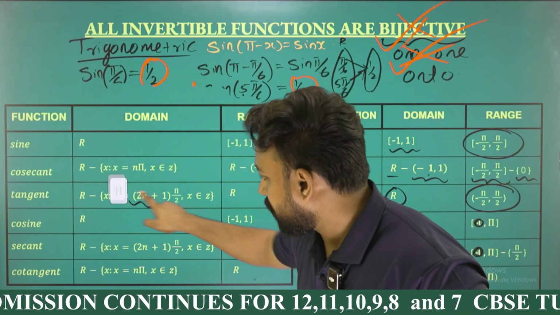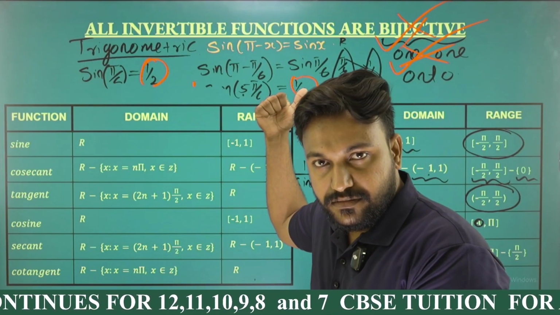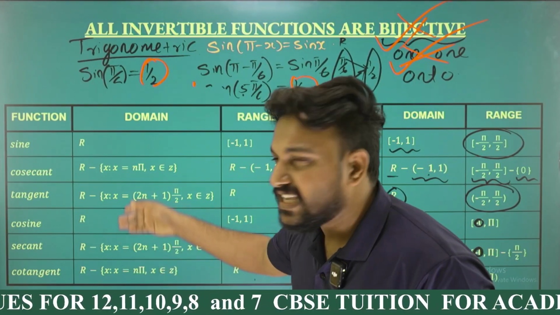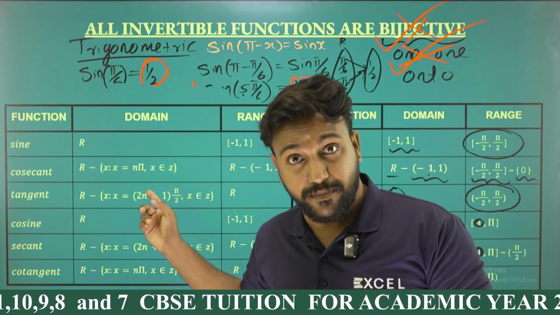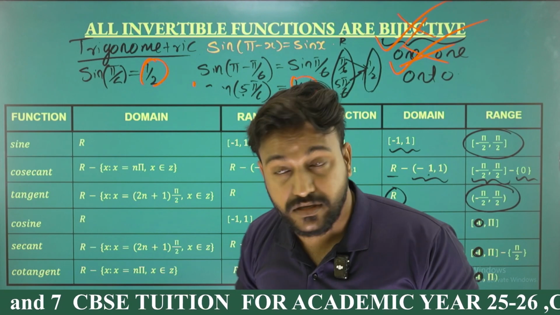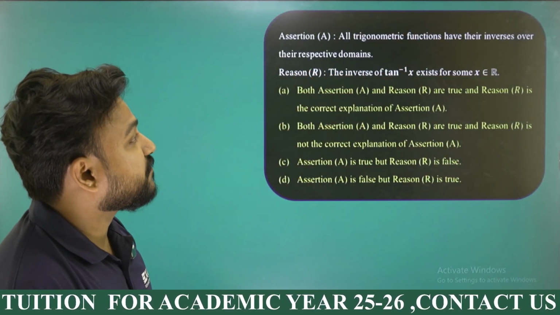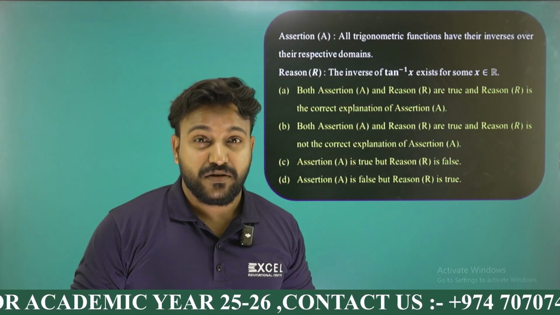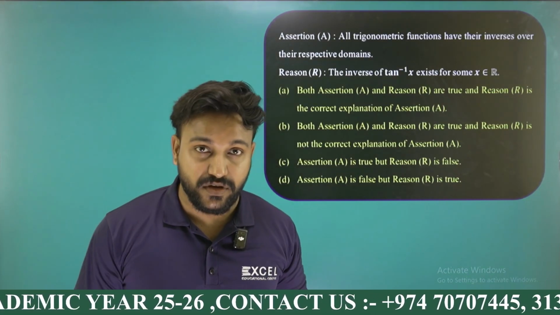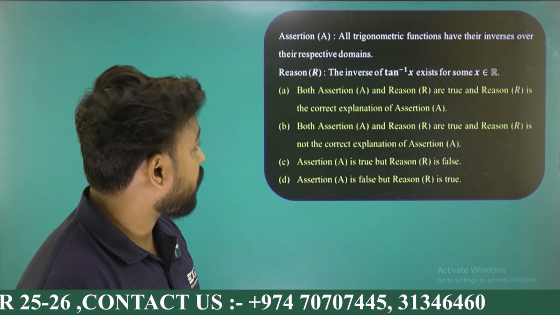This is their domain, the respective domain they mentioned before. Is it invertible for its respective domain? No, we restricted the domain, isn't it? Then only we got the inverse. So here you can see what? All trigonometric functions have their inverse over their respective domain. No, for their respective domain we don't have the inverse. We restricted the domain to get the inverse. So the assertion is false.